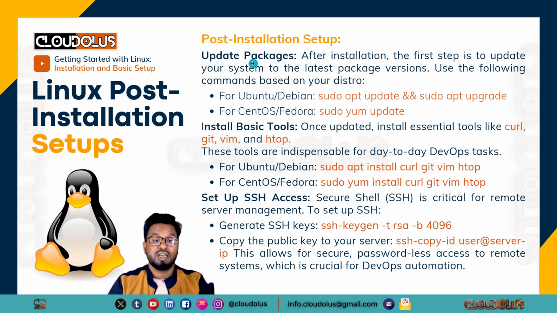First of all, update the packages using this command for Ubuntu and Debian, and this command for CentOS and Fedora. Then install basic tools: curl, git, vim, and htop. These are indispensable tools for day-to-day DevOps tasks. For Ubuntu, use sudo apt install curl git vim htop, and for CentOS and Fedora, sudo yum install curl git vim htop.